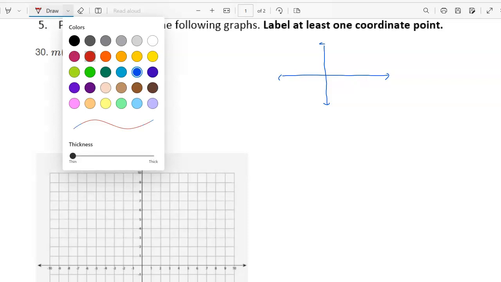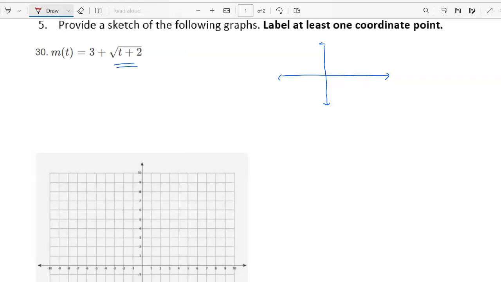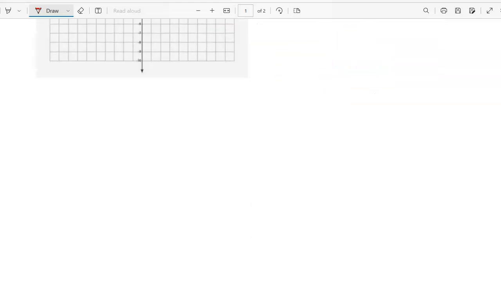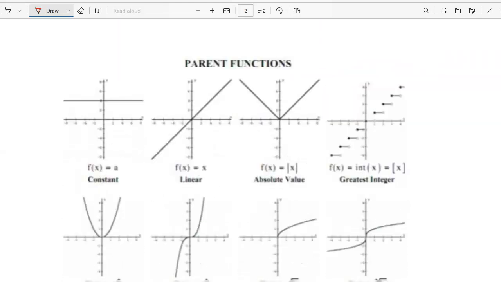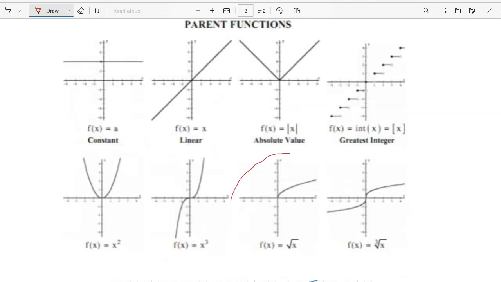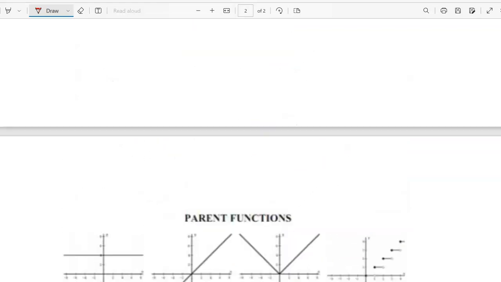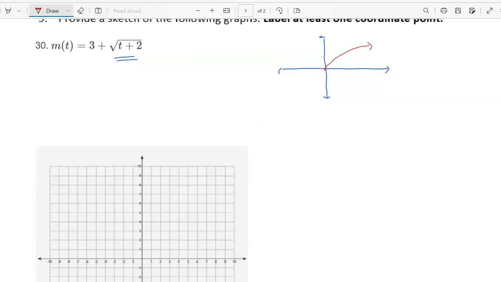So our graph is going to start at some point, which will be our h comma k, and then go in this direction since there's no negatives. If we had a negative, it would be going downward. Let me show you what the parent graph looks like. For us, this is going to be the parent graph. So our shape is going to have that sort of curvature, or half of a parabola going to the side.